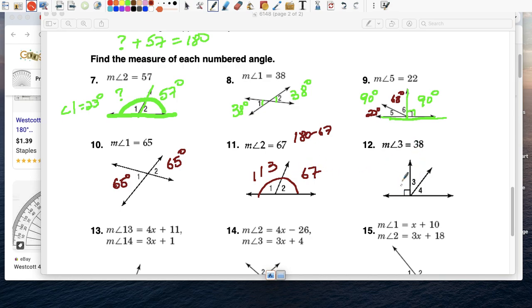Here, we know this is 90 degrees. It clearly tells us right here. We know this whole thing is 180, but if we know that this angle here is 90, we know 3 and 4, so angle 3 plus angle 4 is 90, right? Because that's the other side. But they're telling us that angle 3 is 38. So 38 plus something equals 90. And what would that be? 52. So angle 4 will be 52 degrees because 52 plus 38 is 90.